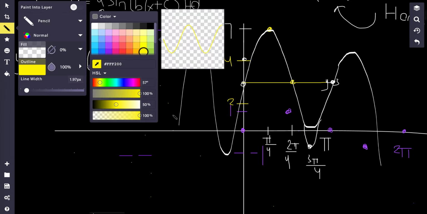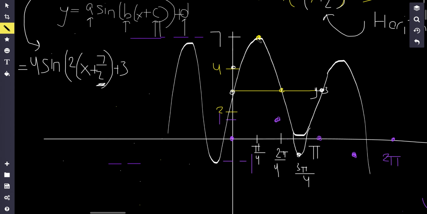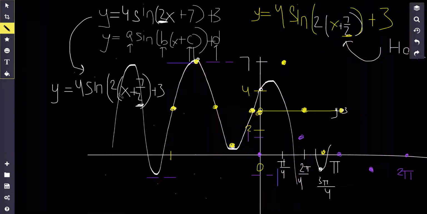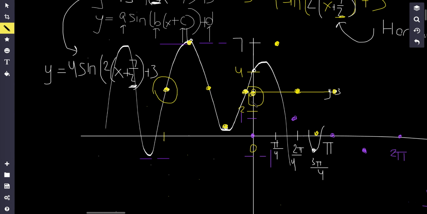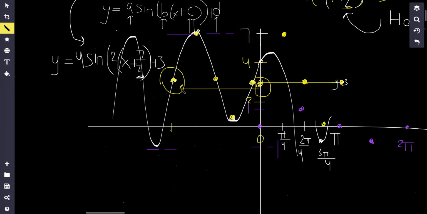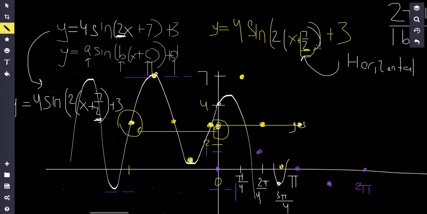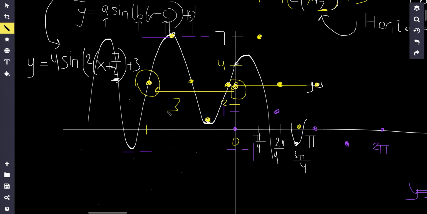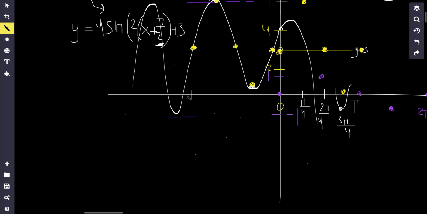Now, before I move this graph, I just want you to pay attention to these points right over here. So watch these points. Remember this point? It was originally at x equal to 0. Since we moved it to the left by 7 over 2, which is 3.5 units, the new x value of this point is going to be negative 3.5.